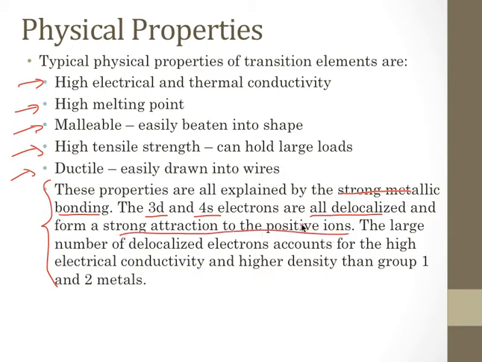attraction to those positive ions, those inner core and the nucleus of those metal atoms. That large number of delocalized electrons accounts for the high electrical conductivity and the higher density than group 1 or group 2 metals, the alkali and the alkaline earth metals.